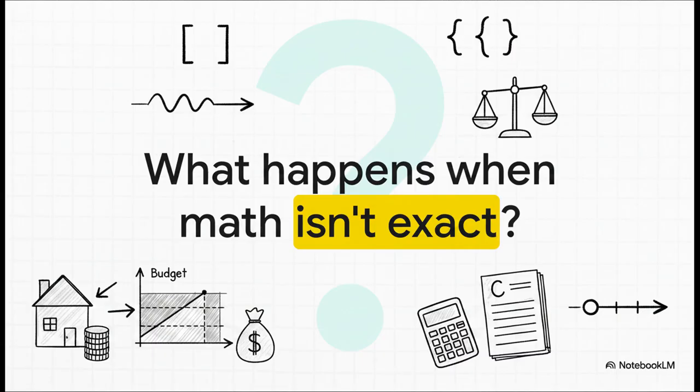So, I want you to start by asking yourself something. What actually happens when math isn't about finding that one exact perfect answer? Think about it. Imagine you're trying to manage a really strict household budget, or maybe you're calculating the absolute minimum grade you need on a final exam just to pass a class. In the real world, finding one single perfect number, that's just not reality most of the time. Usually, we're dealing with constraints, minimums, maximums, and that is exactly where inequalities step in to save the day.